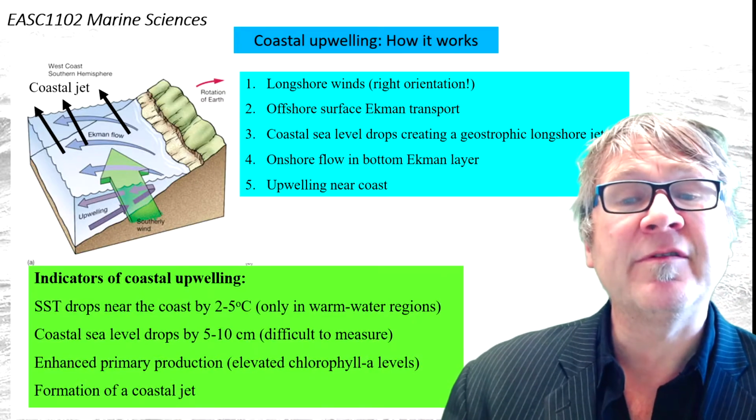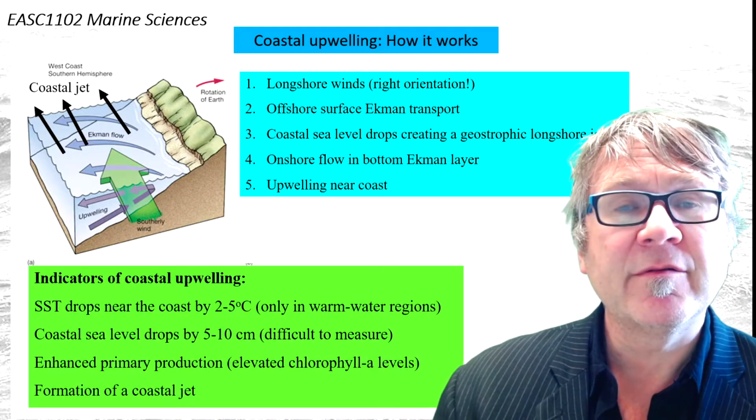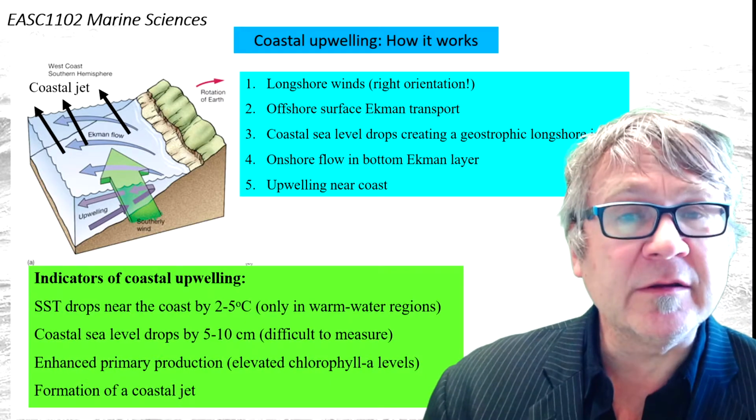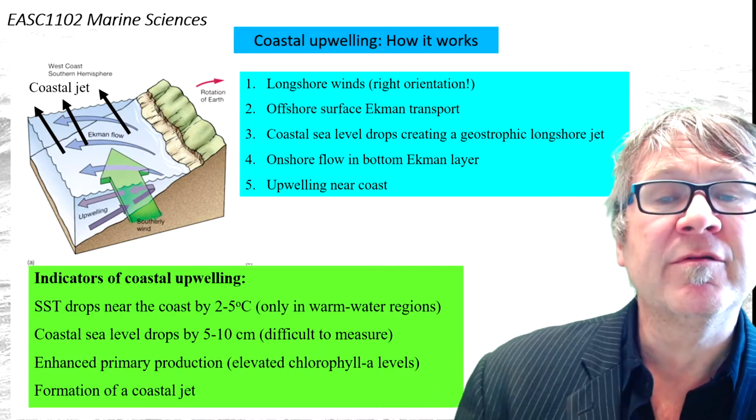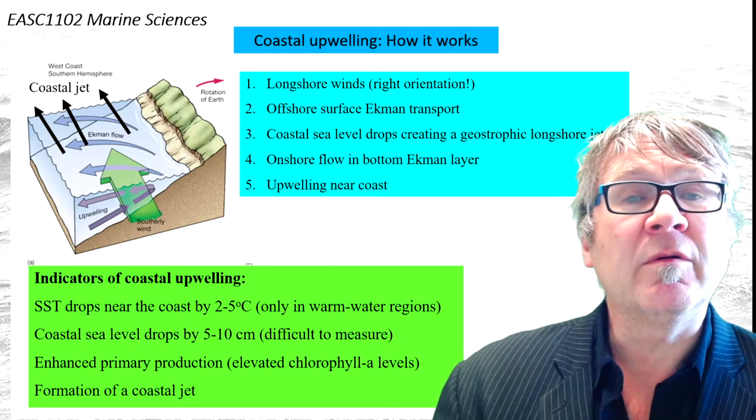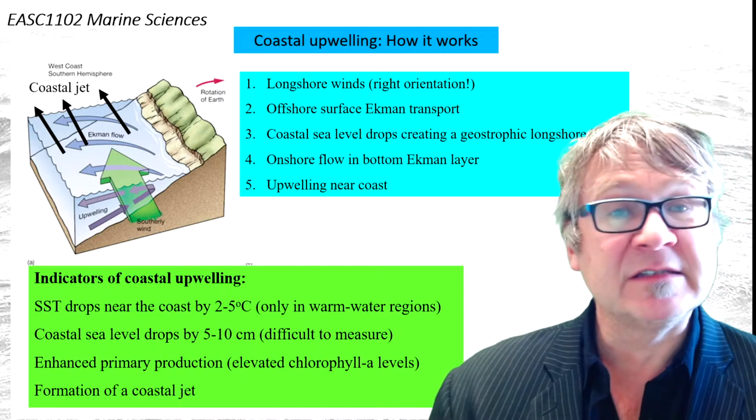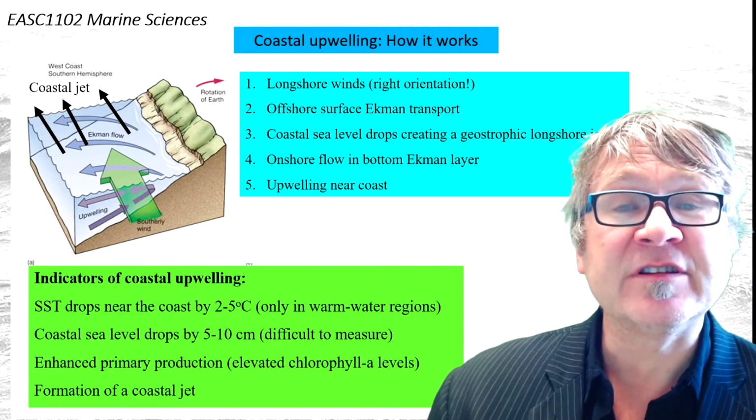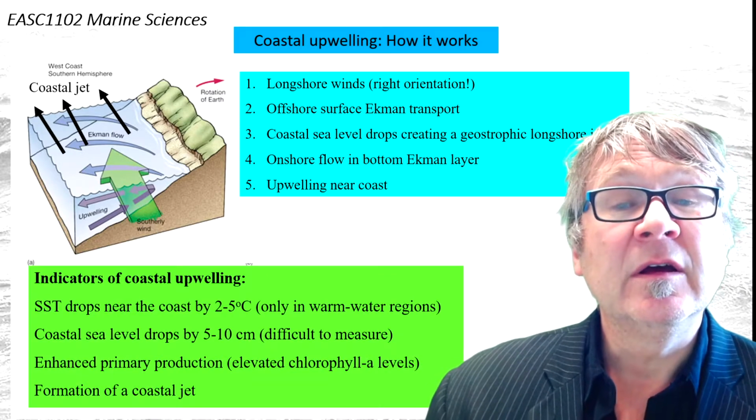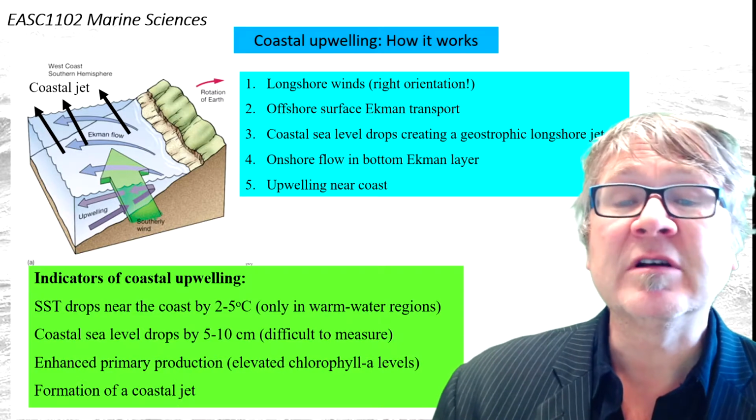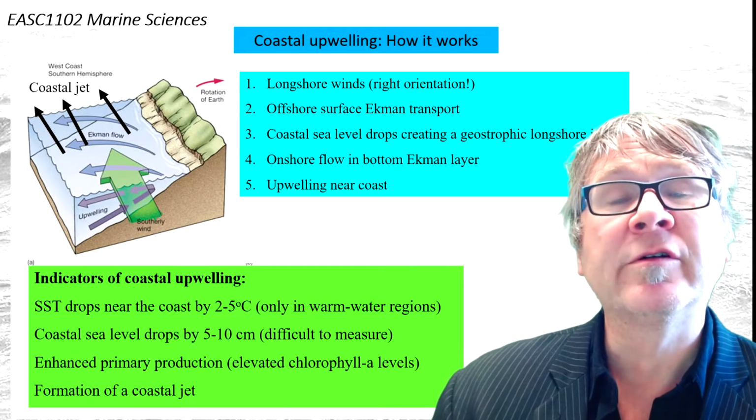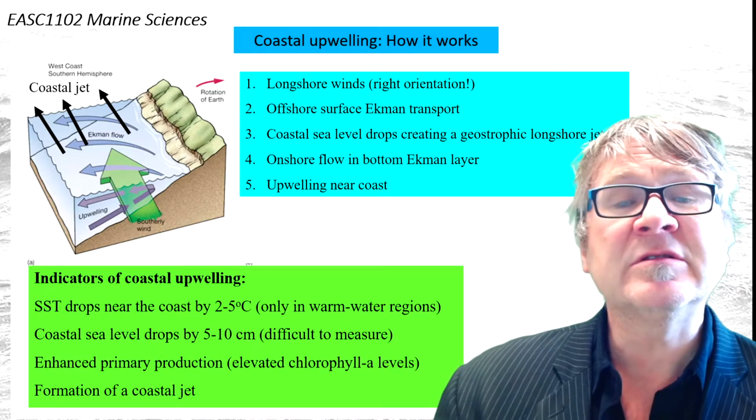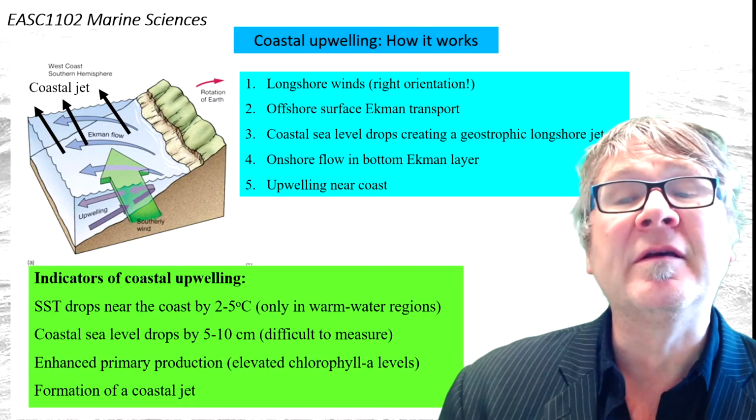for the southern hemisphere. You need longshore winds, or winds that have a component pointing along the coast for a long enough time. Okay, I said several days. It creates offshore surface Ekman transport, and this lowers the coastal sea level because you move water away from the coast. Water is incompressible, and if you move water away from the coast, the sea level drops, and it creates a sloping sea surface.